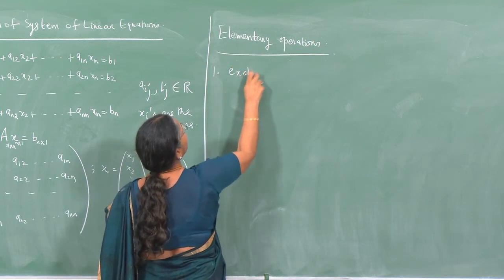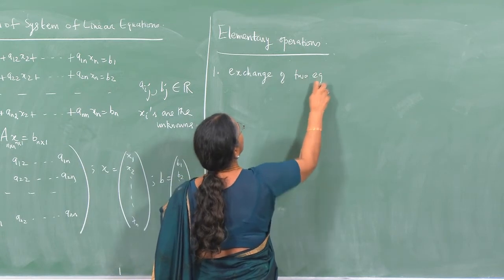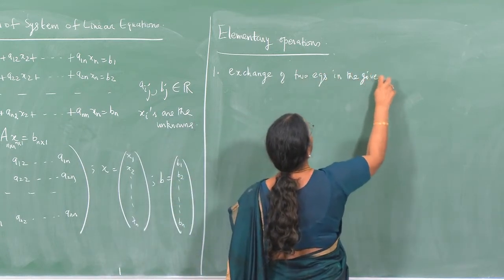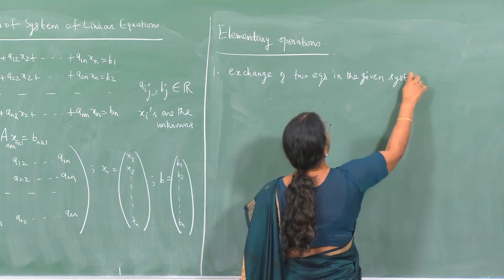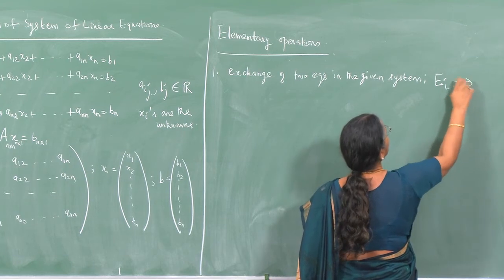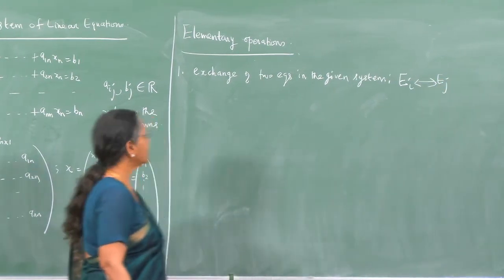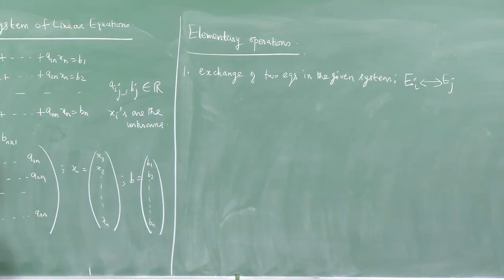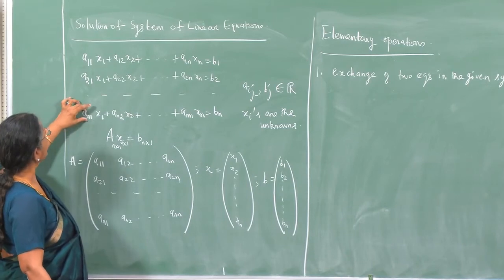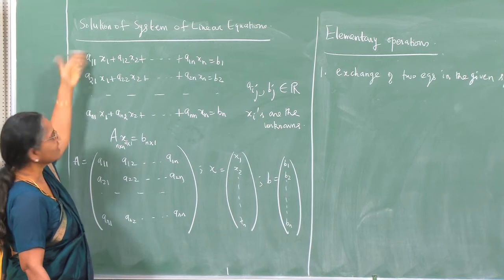So, it is exchange of two equations in the given system. Namely, I take the ith equation of the system and exchange it with the jth equation. For example, I can take the first equation and exchange it with the nth equation, namely put the first equation here and the nth equation as the first equation.